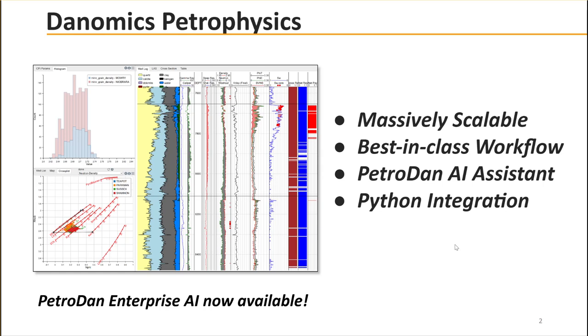We, as of January 26, 2026, have released our PetroDan AI assistant, who is there to help you with your interpretation. But we have gone beyond that. And that's what I want to talk about here for the next couple of minutes: our PetroDan Enterprise AI. So first of all, what is it? It is a generative AI model that can run across thousands of wells.